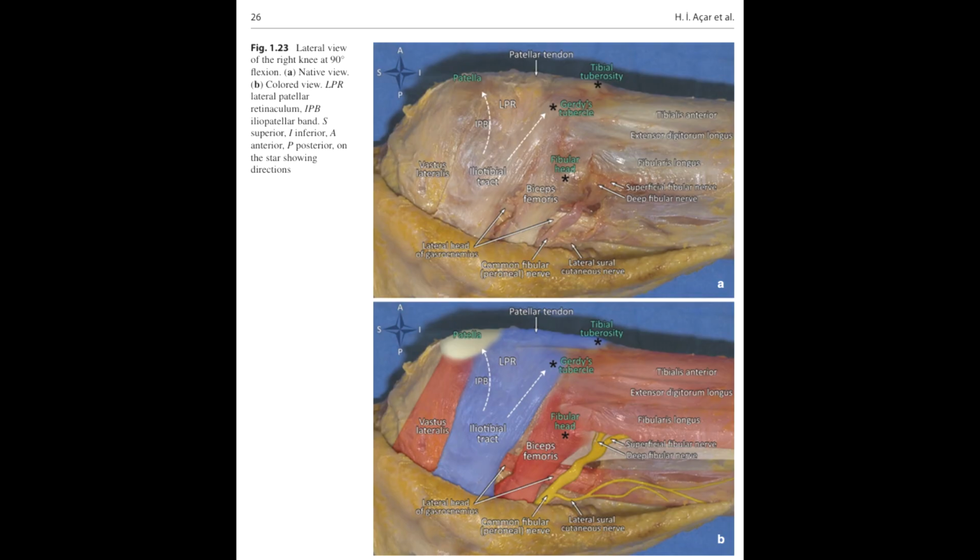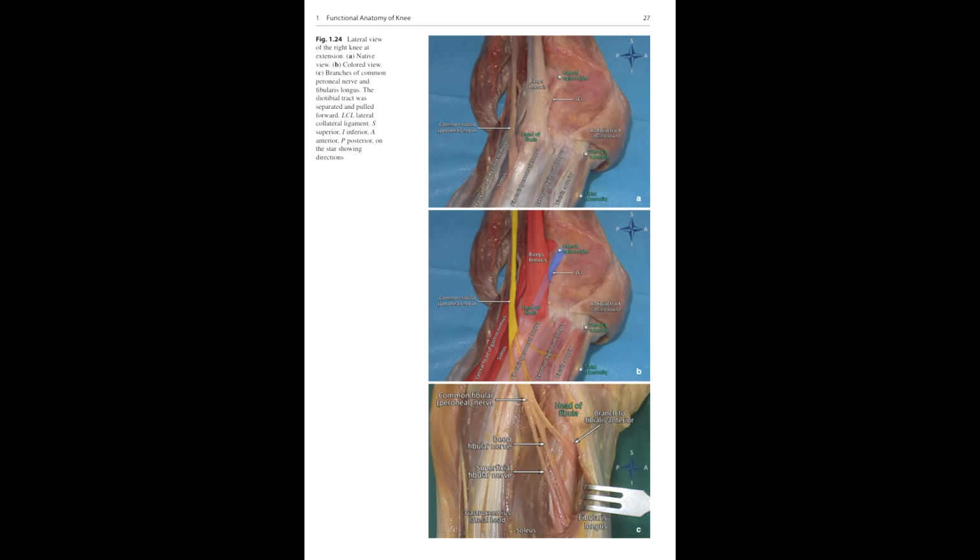In addition, we see the lateral sural cutaneous nerve, which contributes to sensation over the upper lateral leg. Here in figure 1.24, we are looking again at the lateral view of the right knee in extension. 3 different images are shown: one native, one color highlighted, and one focused on the branching of the nerves near the fibular head. Panel A, General Landmarks.